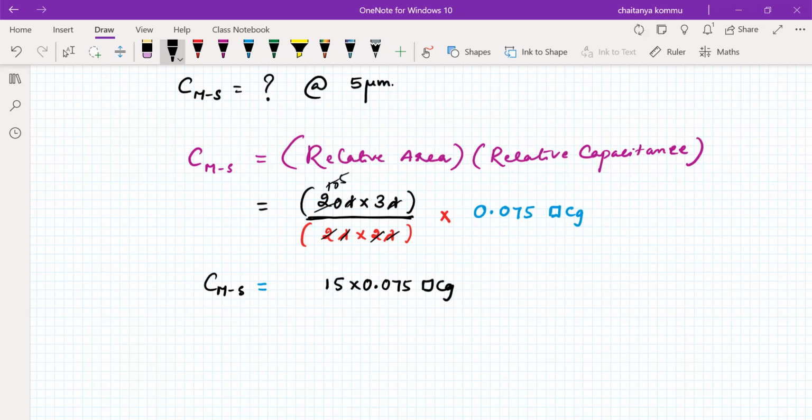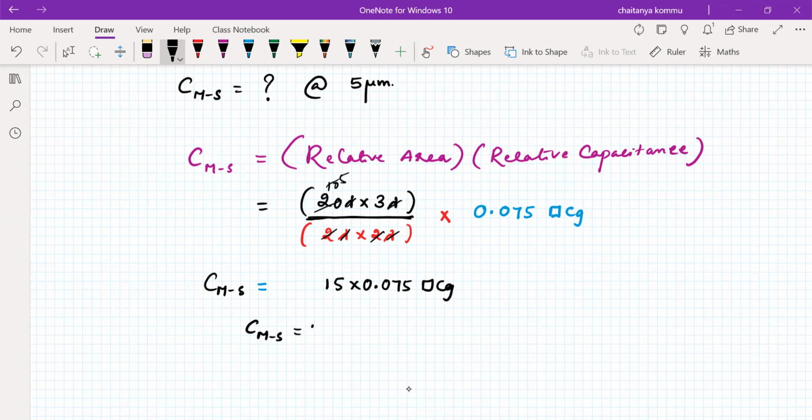When compared to the square CG, the metal 1 to substrate capacitance is this much value higher. That's what it says. What is this value? It is there in our textbook. So this value is actually 1.125 square CG.